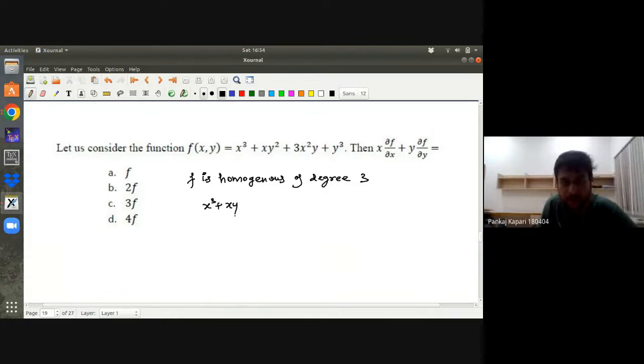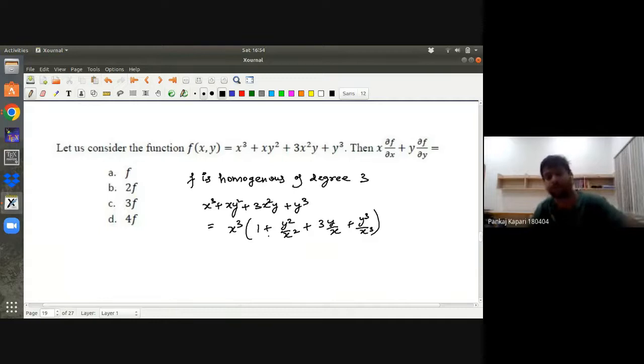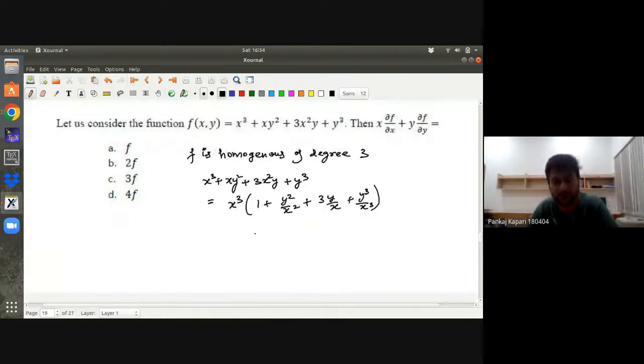Why? Because x cube plus xy square plus 3x square y plus y cube can be written, by taking x cube common, as x cube times 1 plus y square over x square plus 3y over x plus y cube over x cube. Because we can write it as x to the power 3 times some function of y over x, the function is homogeneous of degree 3.